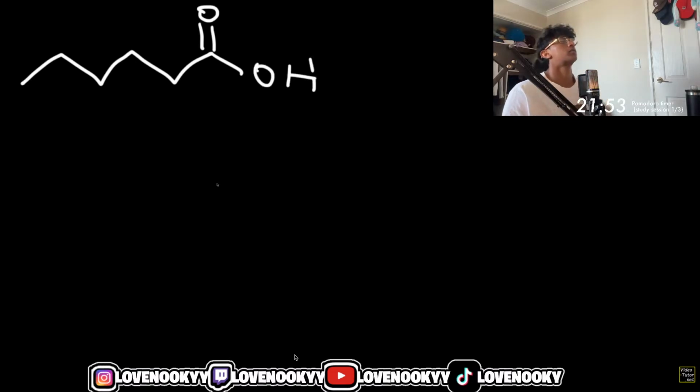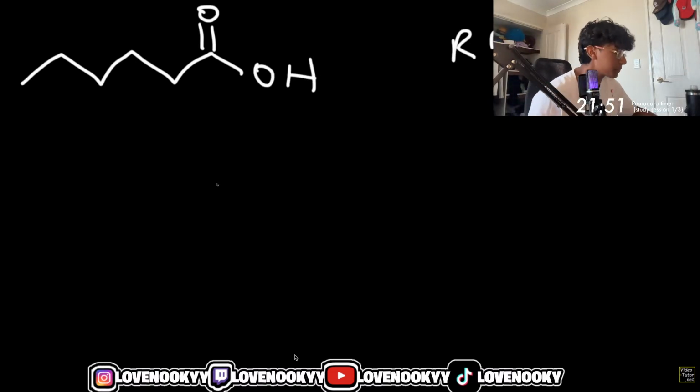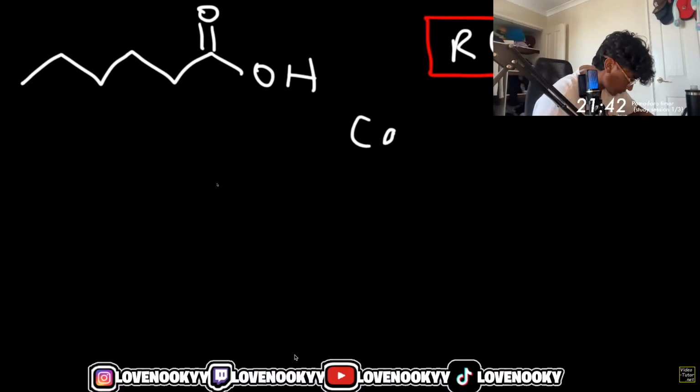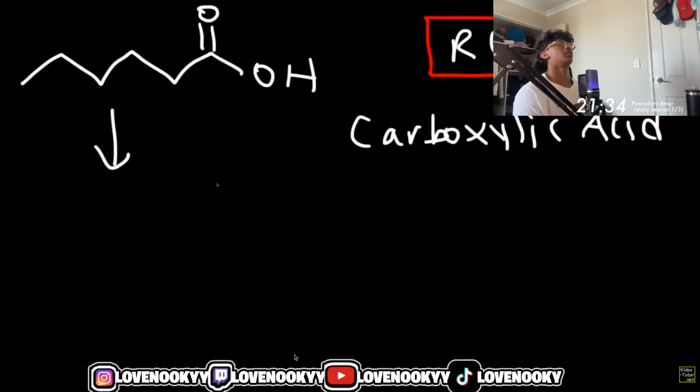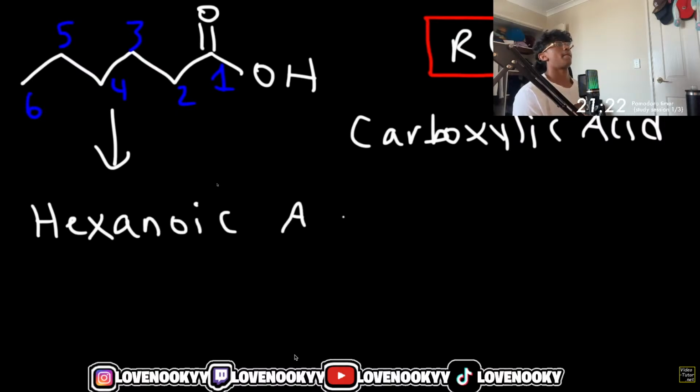So what about this one? RCOOH. What functional group do you think this represents? So this is known as a carboxylic acid. So that's another functional group we need to be familiar with. And in this example, we have a total of 6 carbons. And so this is going to be called hexanoic acid. So the suffix for carboxylic acid is oic.